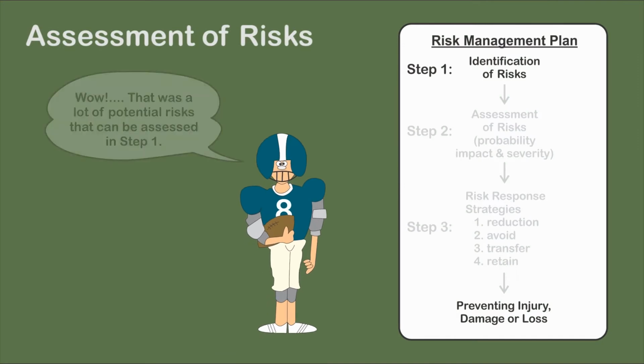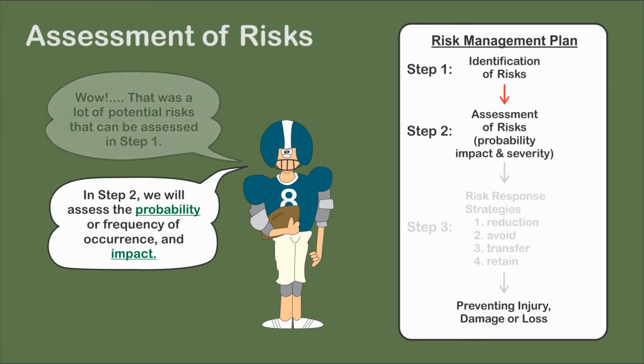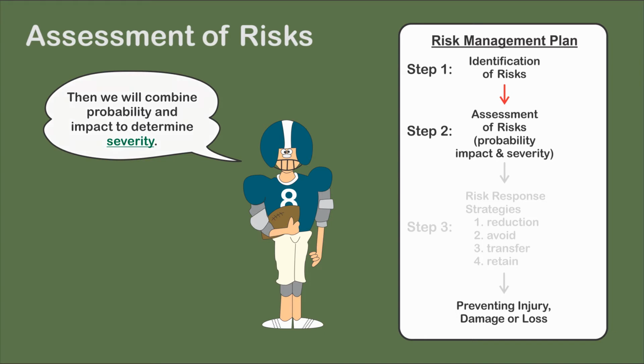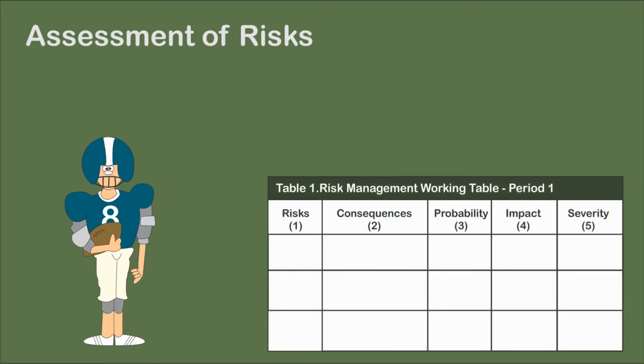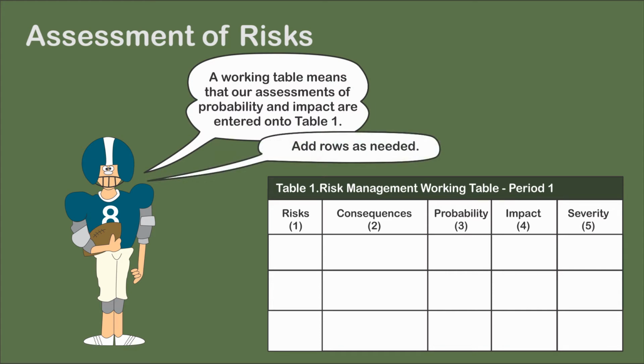The second step is to determine the severity of the risk. Severity is composed of the probability or frequency of occurrence and the impact of the risk to the organization. Table 1 is the working table used to determine severity. Add rows as needed.